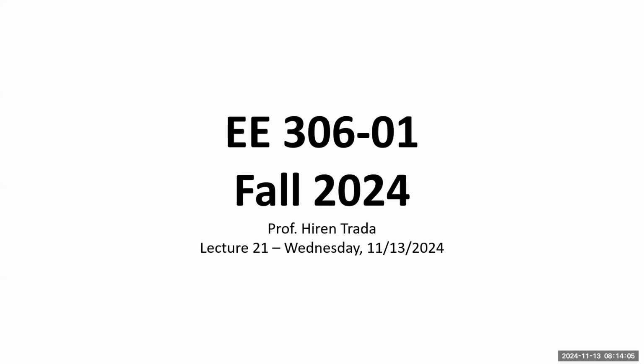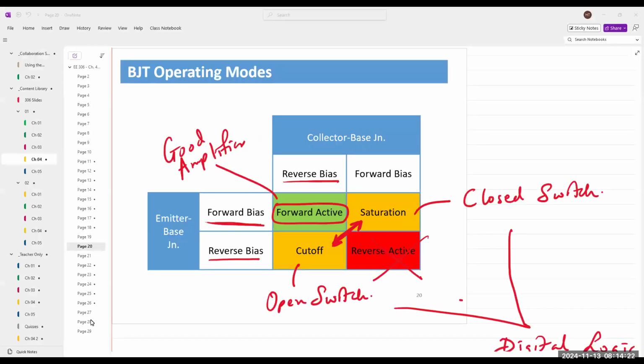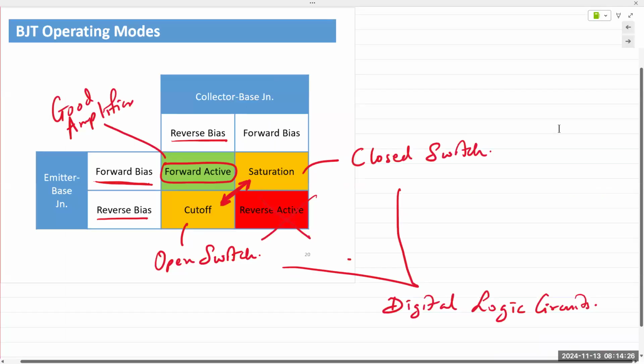Okay, today we are going to look at BJT characteristics and some BJT device parameters. This is an important table, so I'm just going to go over this again.